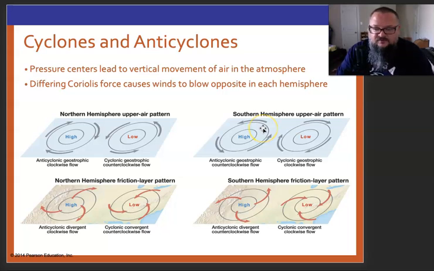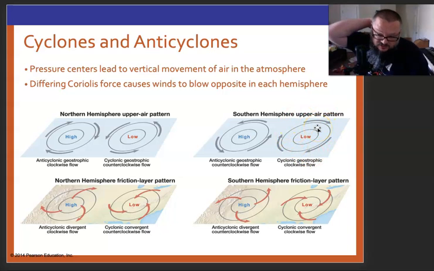Okay. So if you can remember how it is in the northern hemisphere, just remember it's opposite in the southern hemisphere. Around a high pressure system going counterclockwise, around a low pressure system going clockwise.